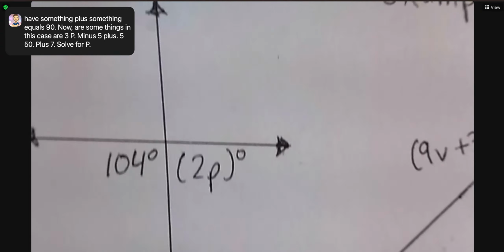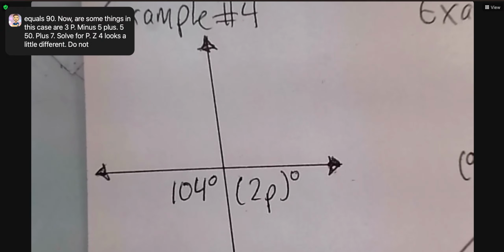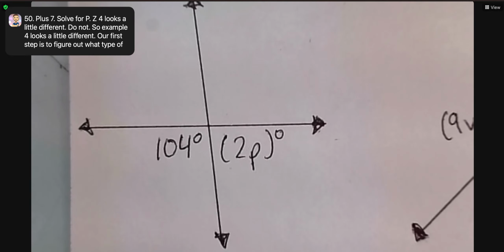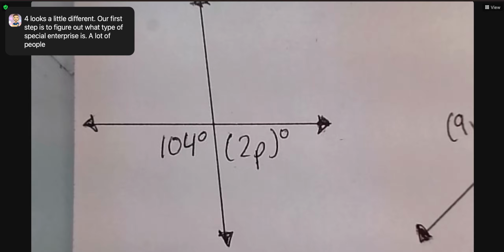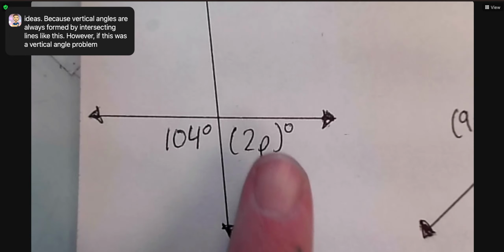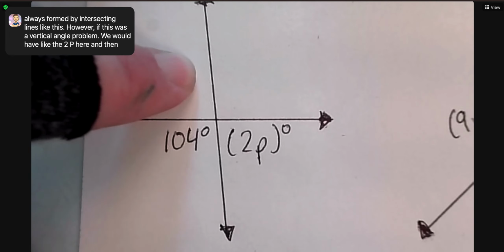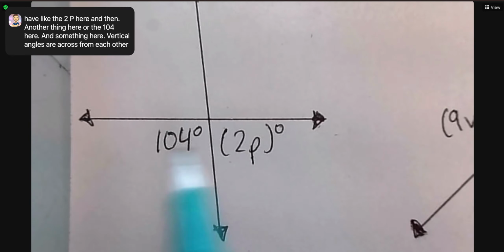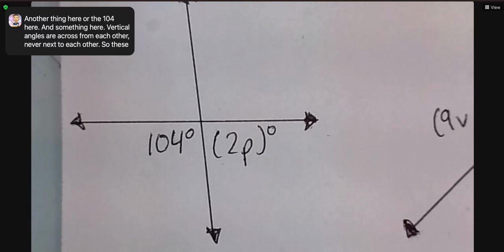Example 4 looks a little different. Let's zoom out a little bit. Our first step is to figure out what type of special angle pair this is. A lot of people guess that it's vertical angles, because vertical angles are always formed by intersecting lines like this. However, if this was a vertical angle problem, we would have the 2p here and then another thing here, or the 104 here and something here. Vertical angles are across from each other, never next to each other. So these can't be vertical.